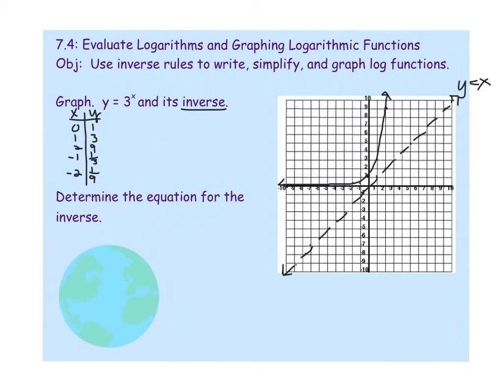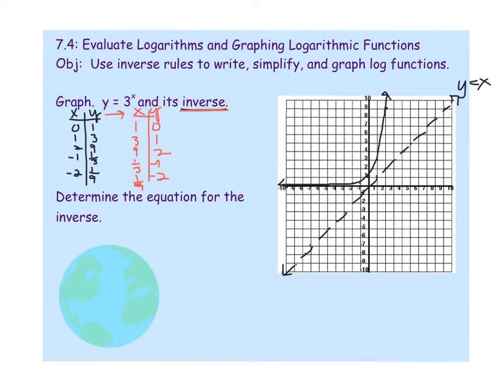Now for us to sketch the graph of the inverse, what I'm going to do is just take these values for x and y and flip them. So instead of (0, 1), I'm going to reverse that order: (1, 0). Remember, reflecting over the line y equals x. (1, 3) will become (3, 1). (2, 9) becomes (9, 2). (-1, 1/3) becomes (1/3, -1). That'll be interesting to plot. And then (-2, 1/9) goes to (1/9, -2).